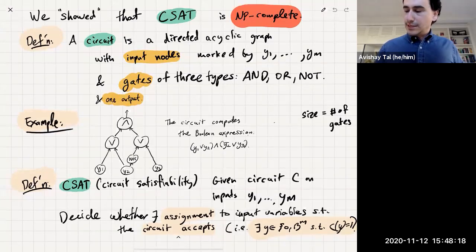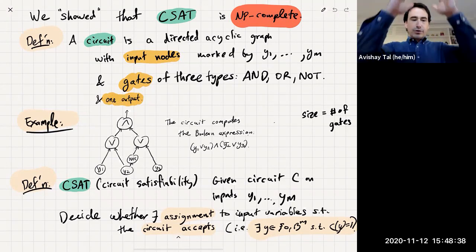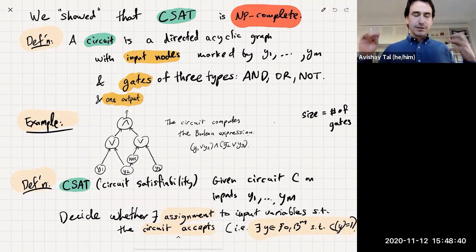We saw that CSAT is NP-complete. Let me remind you what CSAT is. So first, what is a circuit? A circuit is a directed acyclic graph. You can look at this example on the bottom. We have variables at the bottom of the circuit, and then all the arrows go up. It's a diagram, so I can orient all the edges to go from the bottom up.